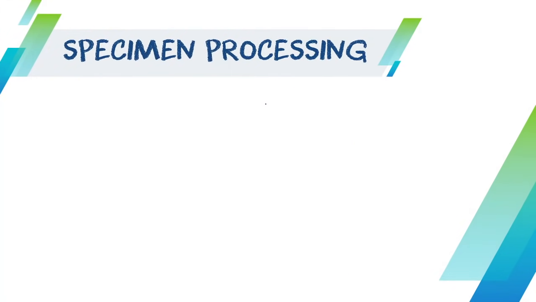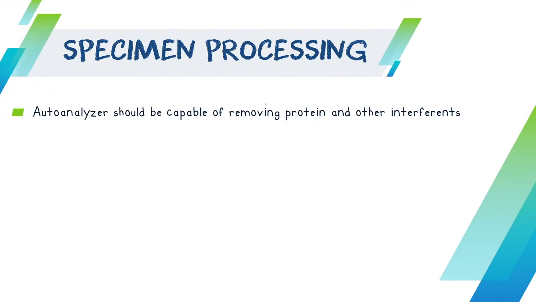Now we go to specimen processing. Now, an autoanalyzer should be capable of removing protein and other interference. How do we remove protein and other interference? It could be through dialysis, column chromatography, and filtration. I think you are already familiar with these three.